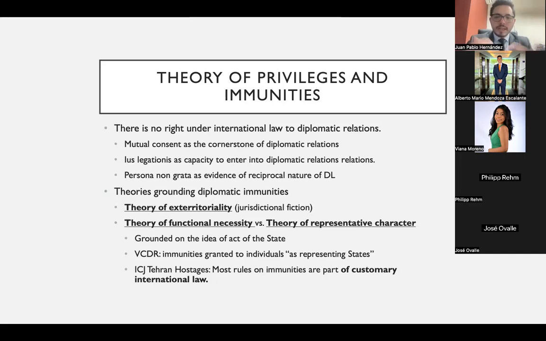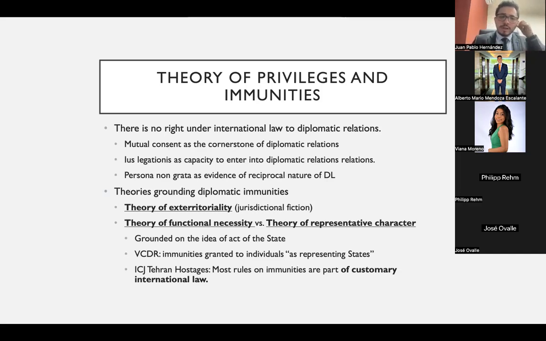Now, some of the salient aspects of diplomatic law are the ones that will be explained as follows. The first is that under international law, there is no right to diplomatic relations. In other words, international law does not contemplate any obligation on states to engage through diplomatic relations in any way. International law recognizes that the cornerstone of diplomatic relations is mutual consent, that is to be established between states and is to be respected within the boundaries of consent.